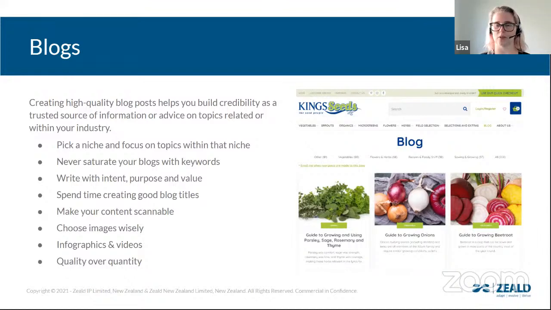So you do really want to then make this very specialized about where your expertise is. You never want to saturate your blogs with keywords. So again, leave that for your metadata and the odd keyword here and there, but you don't want to make sure you're writing based on keywords. You need to write with intent, purpose, and value. So you need to ensure that you are giving a little to then receive something as well.